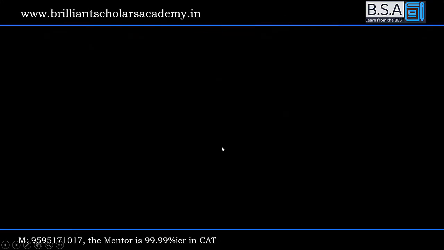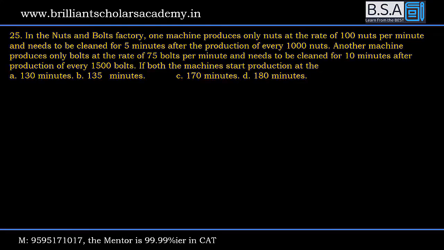Moving on. In the nuts and bolts factory, one machine produces only nuts at the rate of 100 nuts per minute and needs to be cleaned for 5 minutes after production of 1000 nuts. Another machine produces bolts at the rate of 75 bolts per minute and needs to be cleaned for 10 minutes after production of 150 bolts.